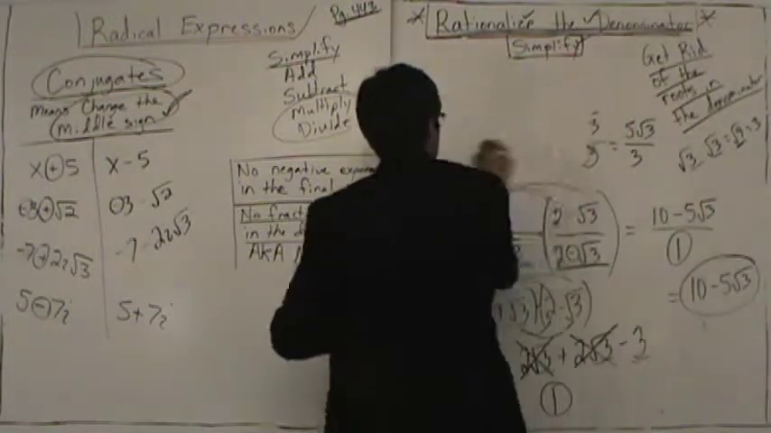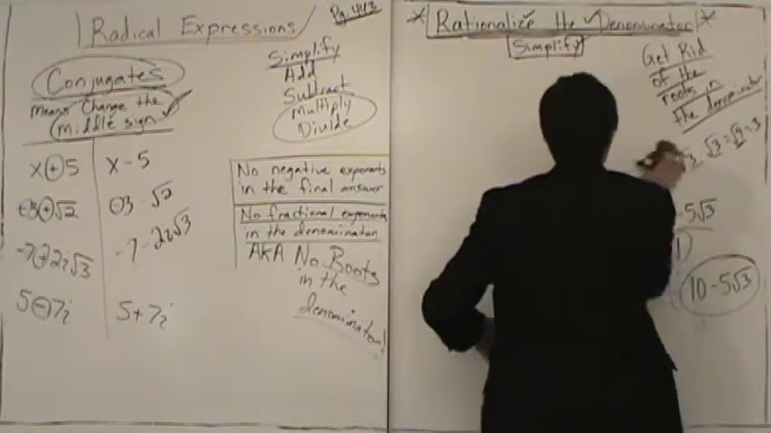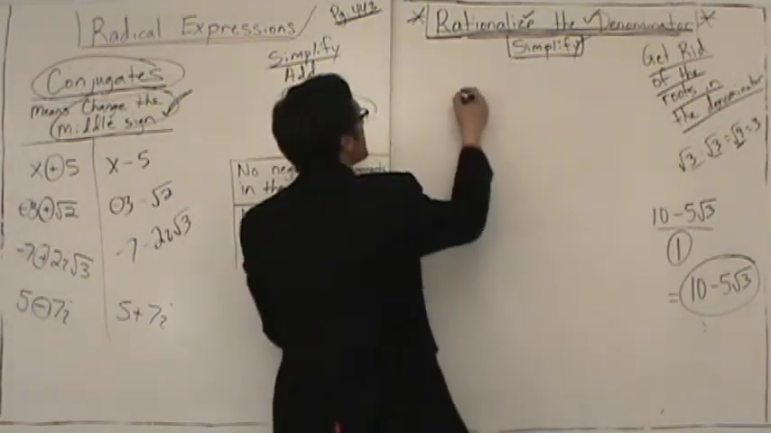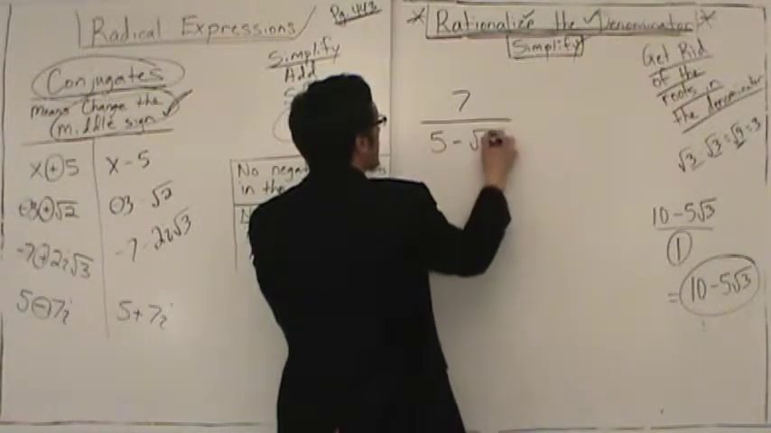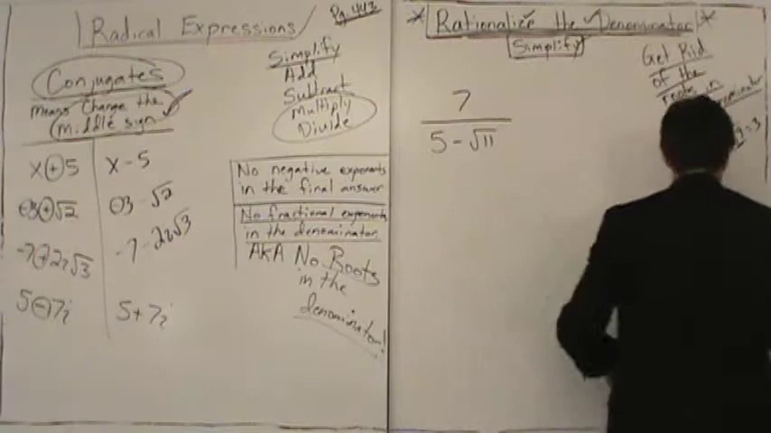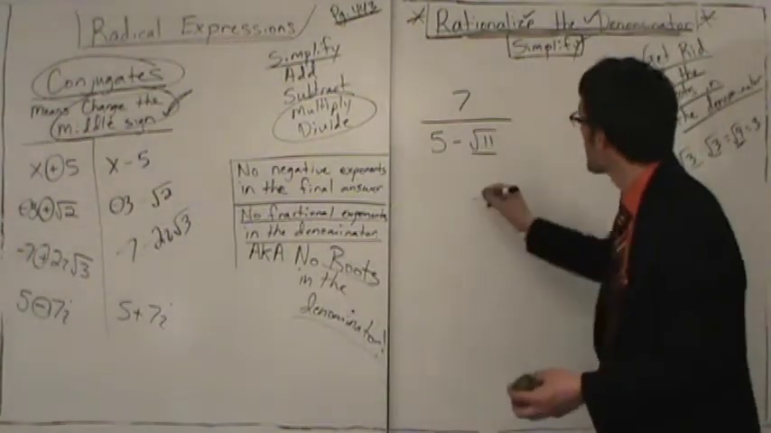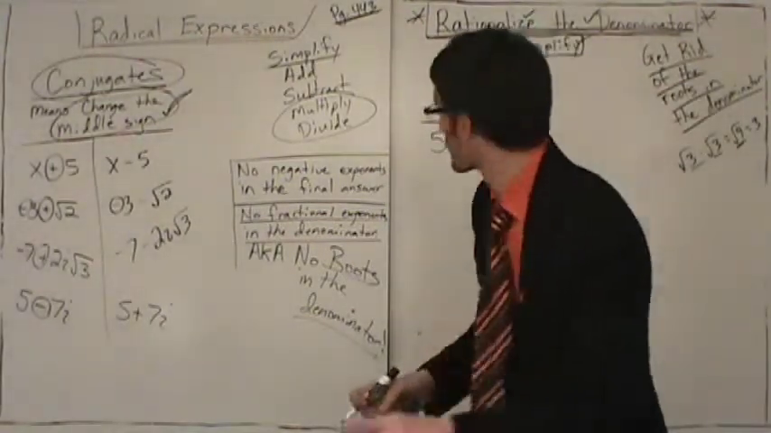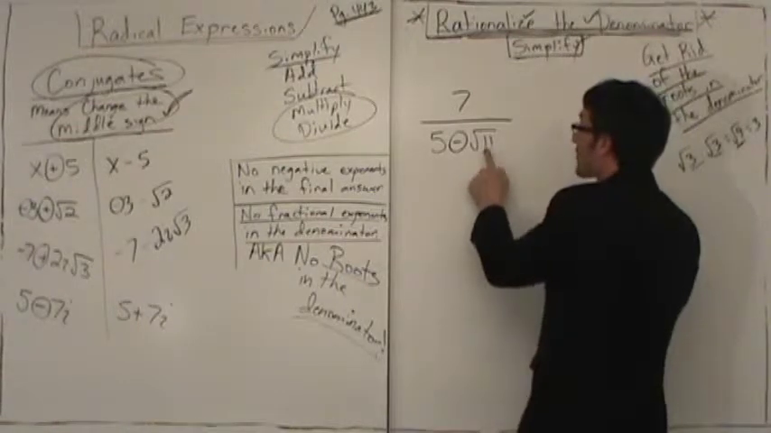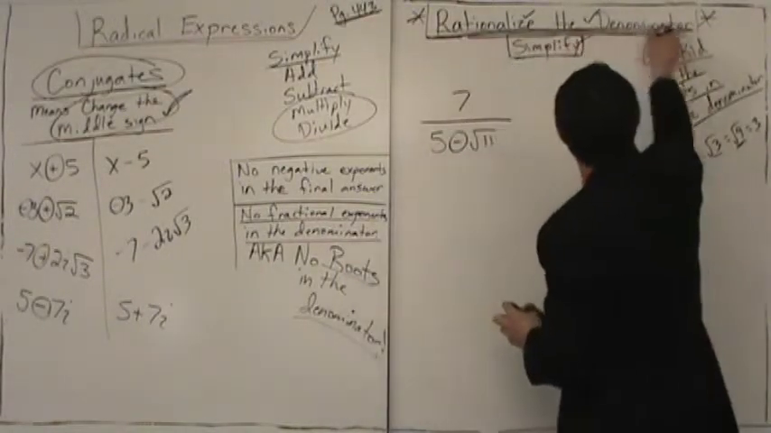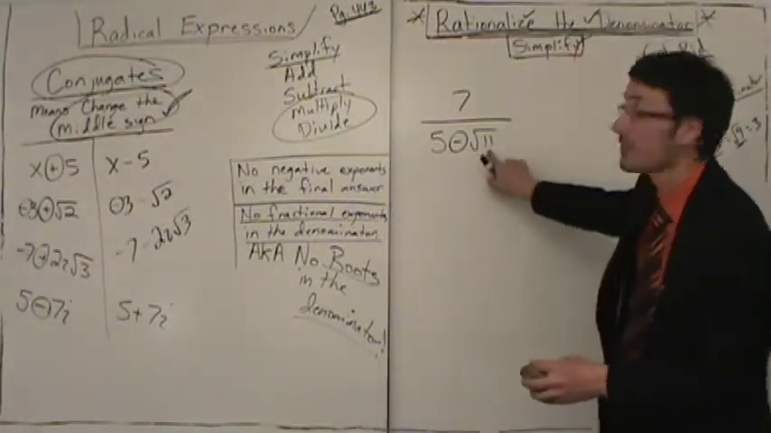Okay, so let's look at another example, and this will clear this up very quickly. So, let's do 7 over 5 minus root 11. What do we do here? Well, notice we have a root in the denominator, and what else do we have in the denominator? We have addition. Remember, when we have addition separating two terms in the denominator, and we want to get rid of the radical, what is the process of getting rid of the radical in the denominator? We call this rationalizing the denominator to get rid of the root 11.